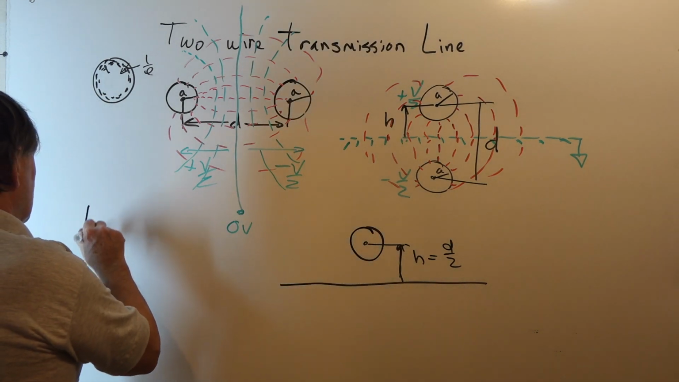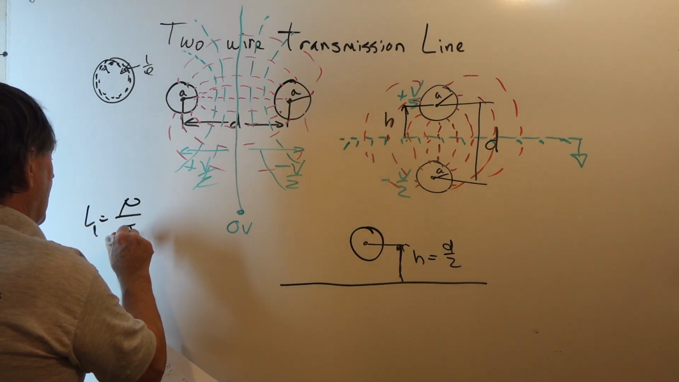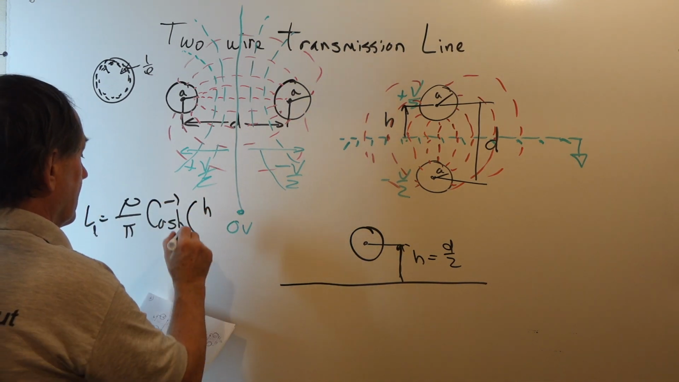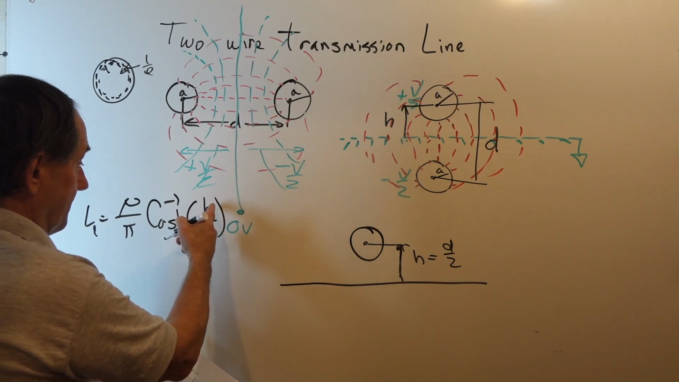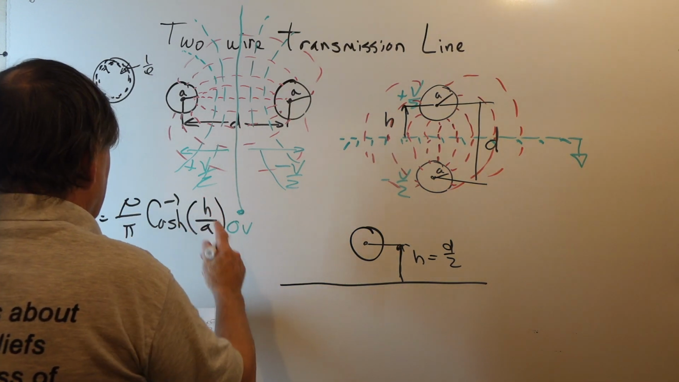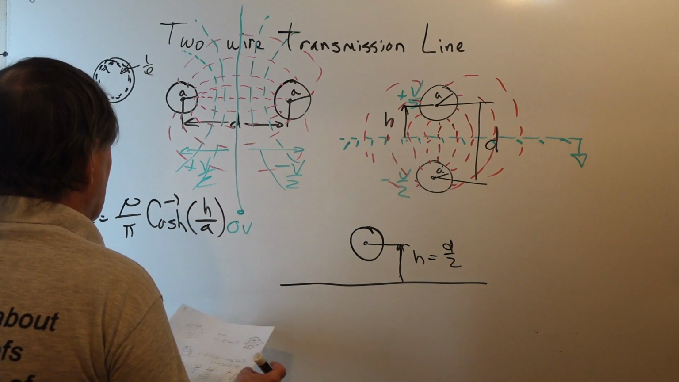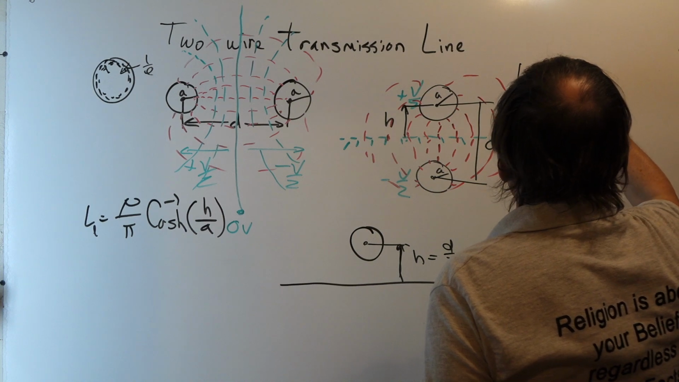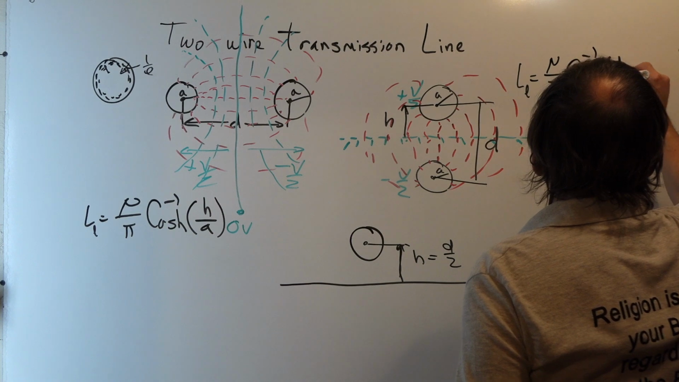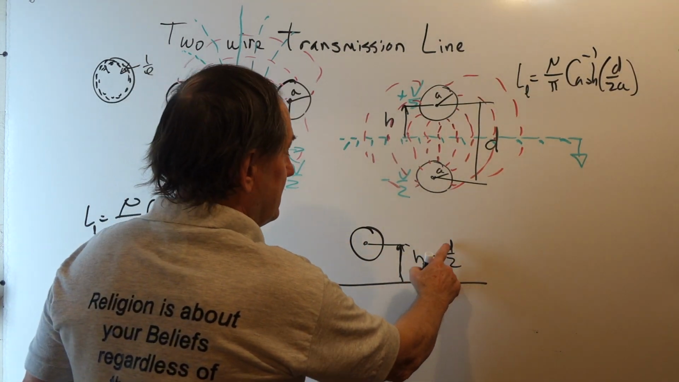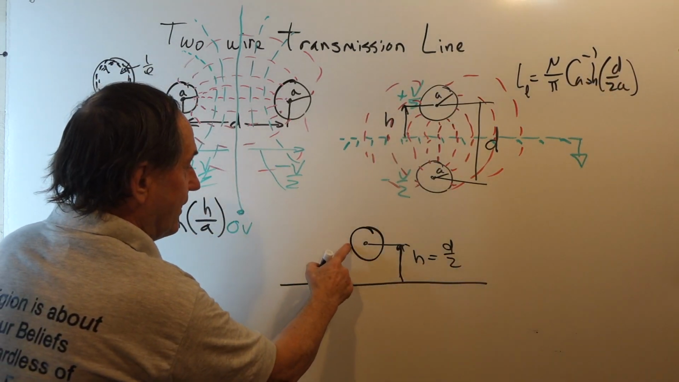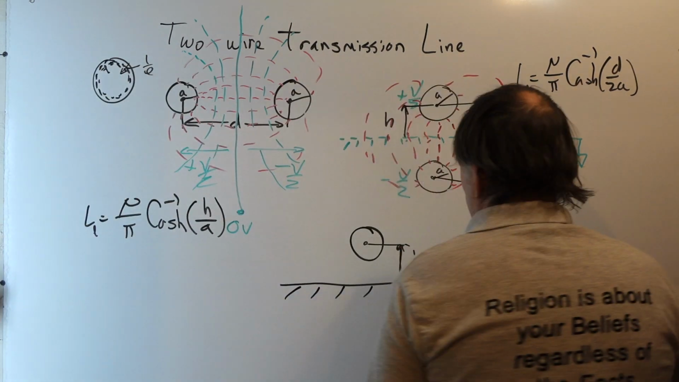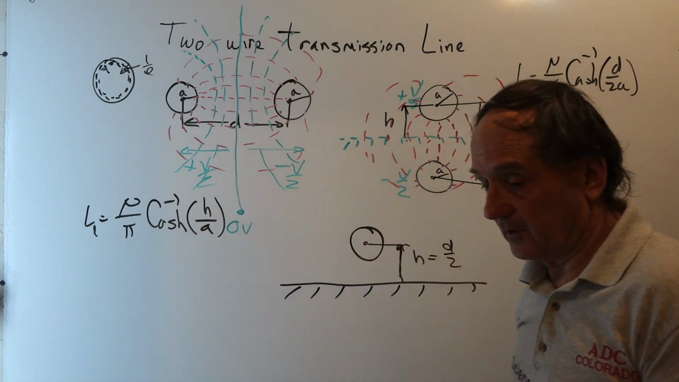So the inductance per unit length that we had is mu over pi times the inverse cosh, hyperbolic cosine. In this case, remember, it was d over 2a for this. The inductance per unit length was mu over pi times the inverse cosh of d over 2a. Well, the relationship d over 2 is just h. So for a single wire above a conducting ground plane, you'll have this relationship. So this gives us a relationship for a wire above a ground plane to compute its inductance.